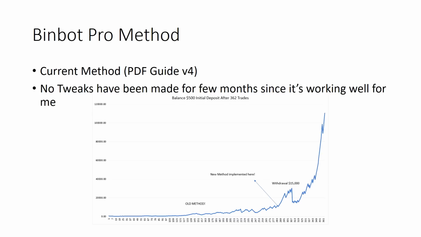You can see my equity curve in the graph below. I started with only $500, and I've actually withdrawn a total of $18,000 throughout this trading journey. You can see there's a huge $15,000 withdrawal, which caused the equity curve to go down, and then it went back up after a latest tweak that I made a couple of months ago.